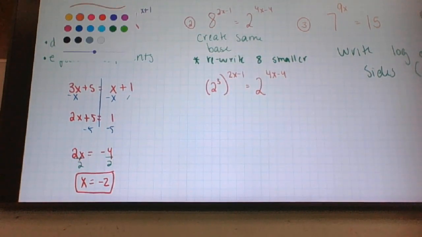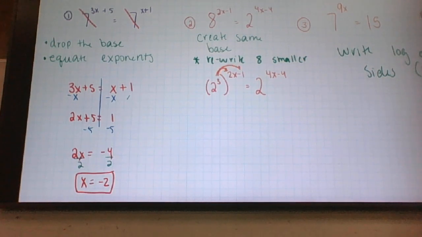So now we'll use our power property of exponents and distribute the 3 through.